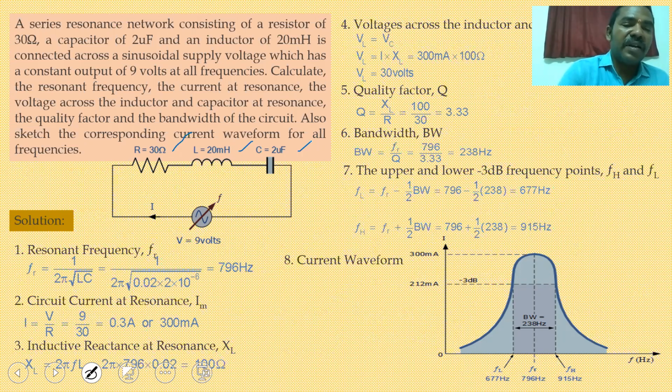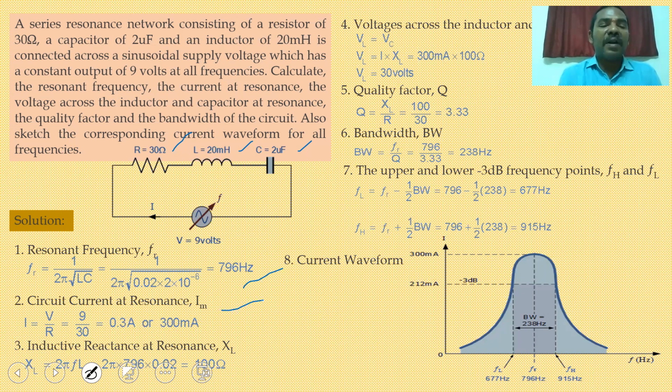The resonating frequency f0 is equal to 1 by 2 pi root of LC. Here the L value is 20 millihenry and the capacitance is 2 microfarads. If you substitute, you get 796 hertz. Then under the resonance condition, the current I0 is equal to V by R. The V value is 9 and the R value is 30, so we get 0.3 amperes or 300 milliamperes.